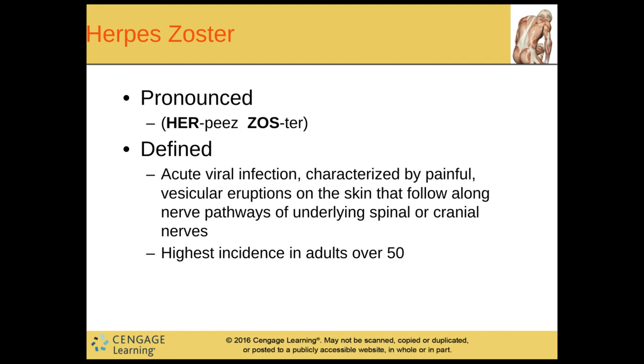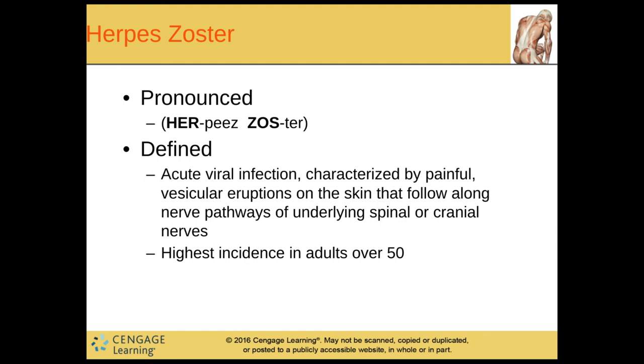Okay. So chickenpox is a type of herpes, right? So if somebody has had chickenpox in their lifetime, they can at some point in their life also get shingles or this herpes zoster. So what it is, it's an acute viral infection. It's characterized by painful vesicular eruptions on the skin that follow along nerve pathways of underlying spinal or cranial nerves. The highest incidence is in adults over 50.